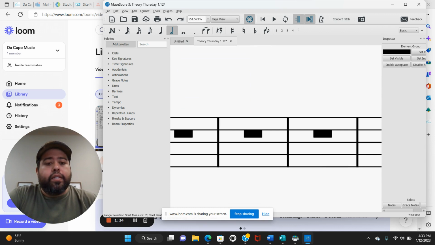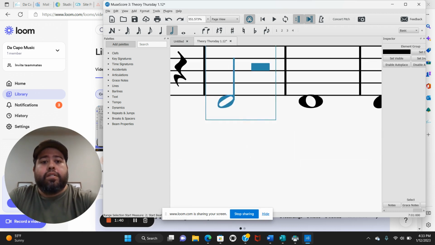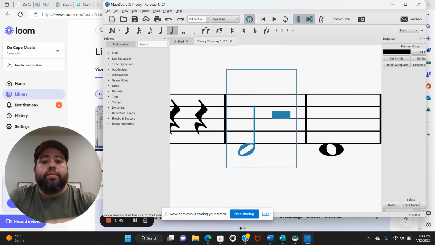You'll notice that they are attached to the fourth line from the bottom out of the 5 lines on the stave, on the staff. And then over here, this one is attached to the third line, the half rest.